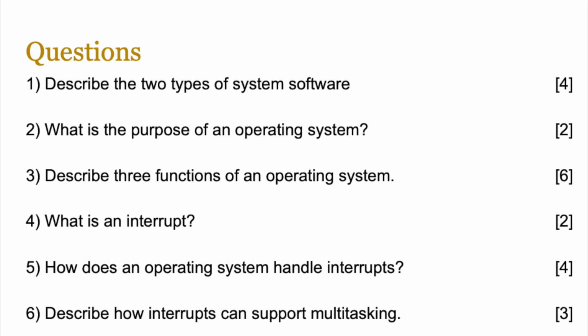Okay, with that, I'm going to interrupt our thought process and we're going to stop for this lesson. Hopefully, you should be able to answer the following questions. You should be able to describe two types of system software, explain the purpose of an operating system, describe three functions of an operating system, and explain what an interrupt is, a signal which seeks the processor's attention. This is a very important part of the syllabus. How does an operating system handle interrupts? And you should be able to describe how interrupts can support multitasking through the use of time sharing. Once their time slice is finished, an interrupt is sent for the next process to be loaded up.